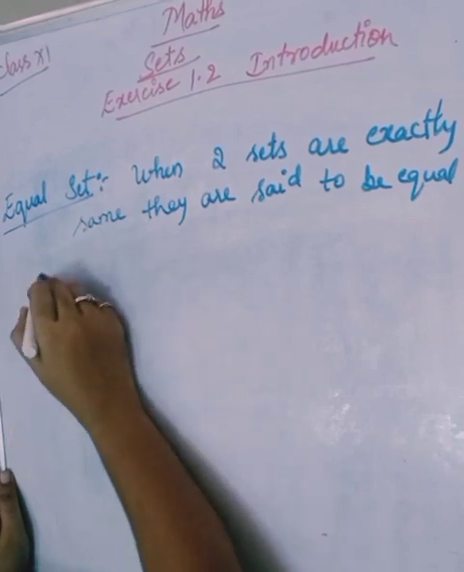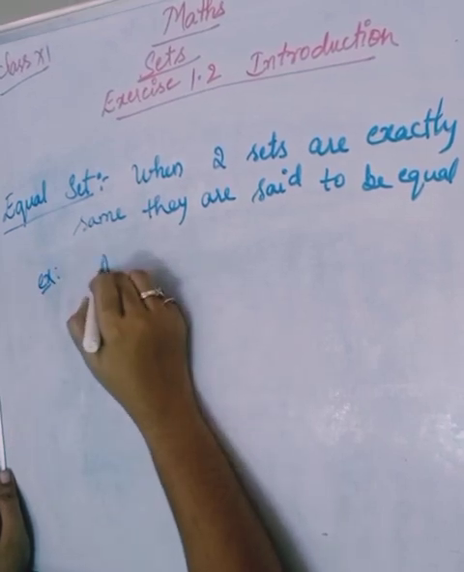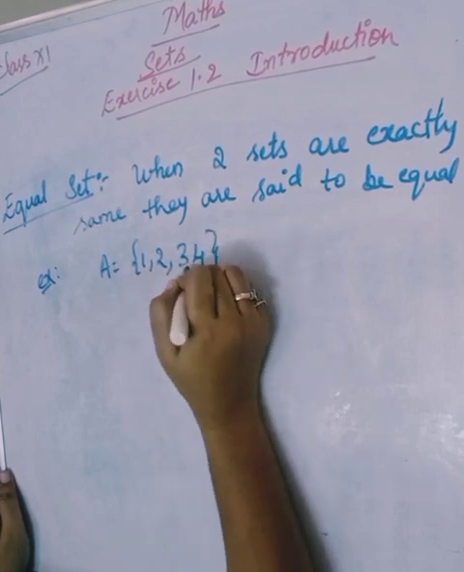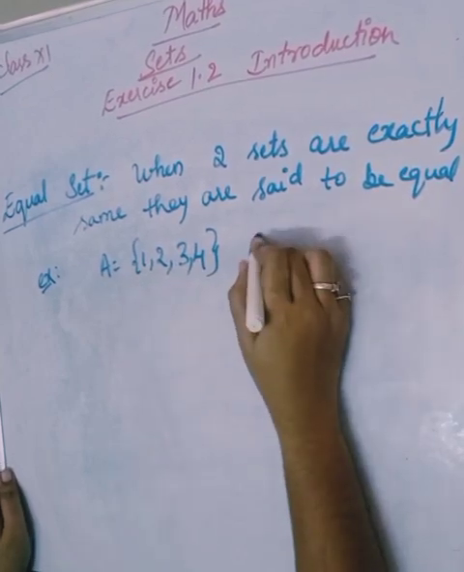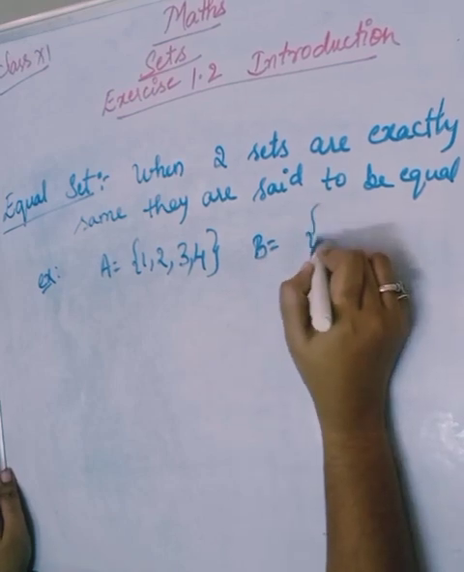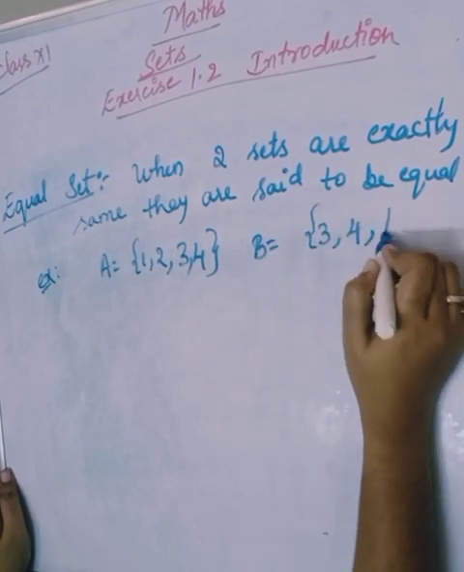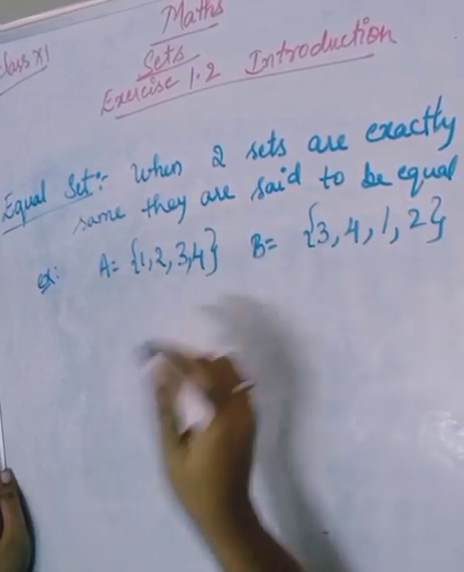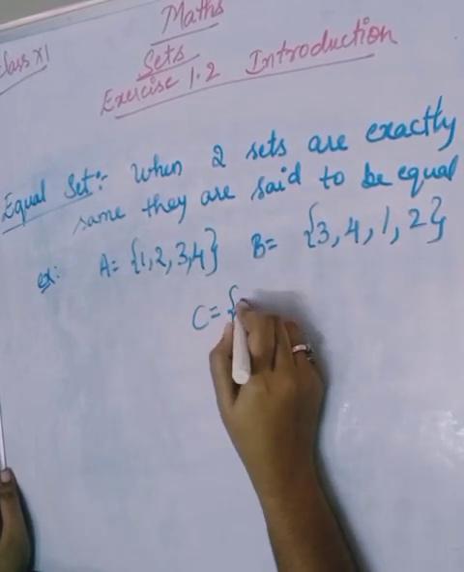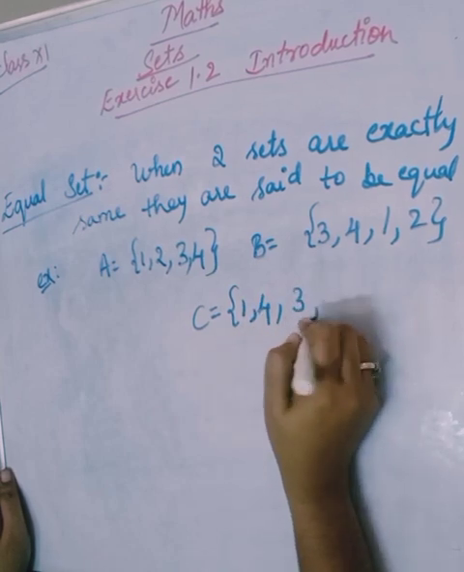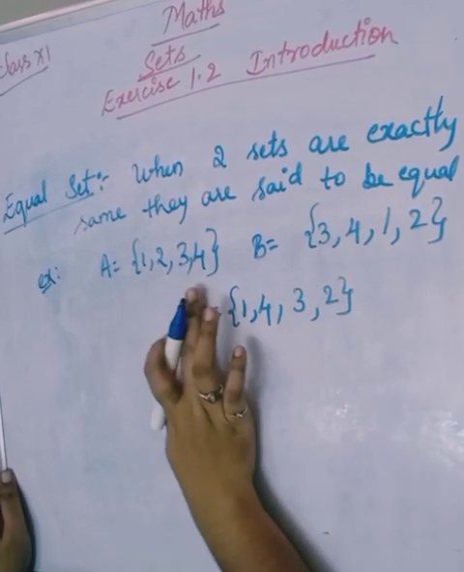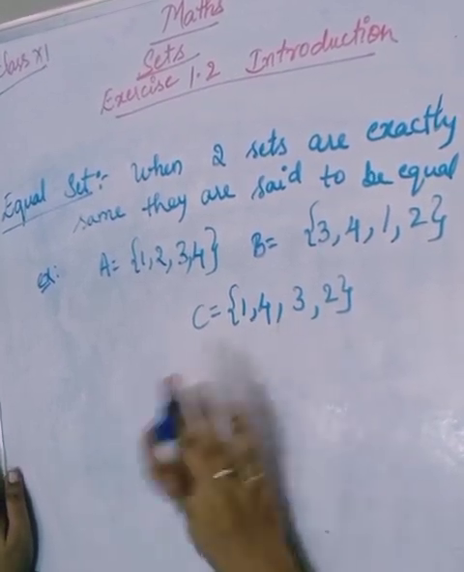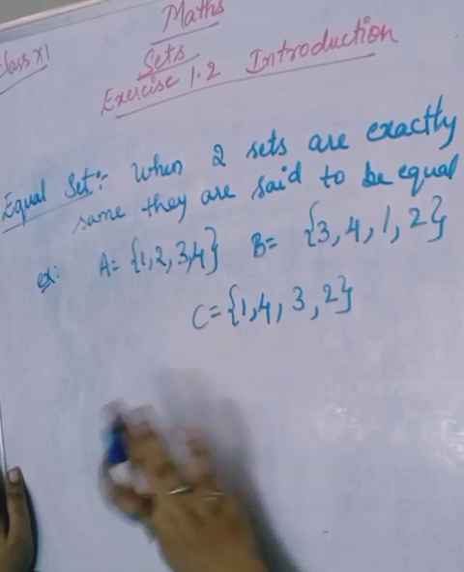For example, I'll take A is equal to {1, 2, 3, 4}. Comma is a must, you need to write it in a set. Next, B I'll take as {3, 4, 1, 2}. Are both equal? Now I'll take another set also, {1, 4, 3, 2}. We have the same numbers, but they're misplaced, that's it. But in a set, even if misplaced, we can take it as equal. If it's misplaced, nothing is an issue.